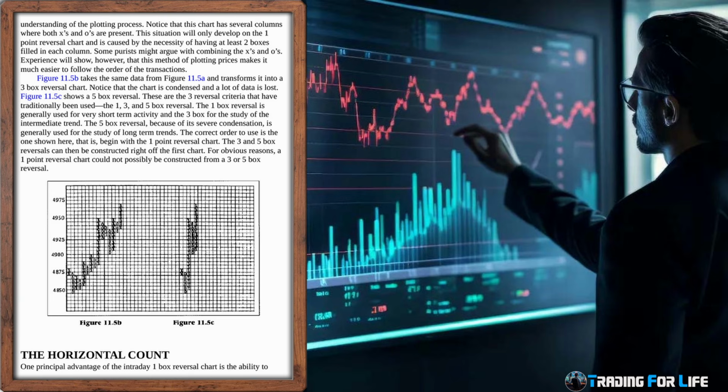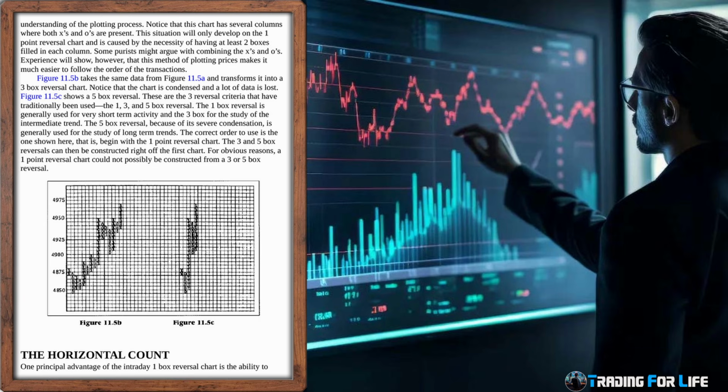Notice that this chart has several columns where both X's and O's are present. This situation will only develop on the 1-point reversal chart and is caused by the necessity of having at least 2 boxes filled in each column. Some purists might argue with combining the X's and O's. Experience will show, however, that this method of plotting prices makes it much easier to follow the order of the transactions.